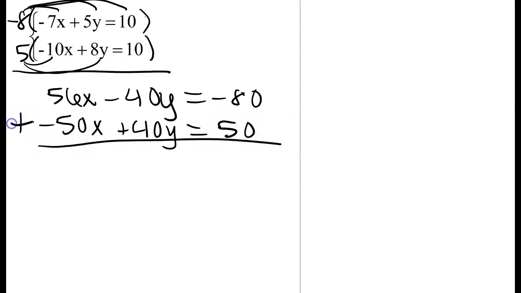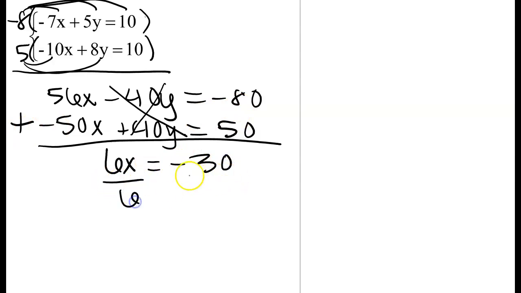If I add these two together, negative 40 plus 40, those cancel out. 56 plus negative 50x is going to just be positive 6x. And then negative 80 plus 50 is equal to negative 30. Divide both sides by 6 to get x by itself. You get x equals negative 5.